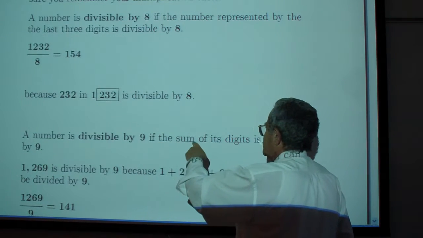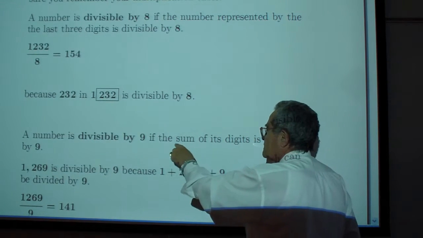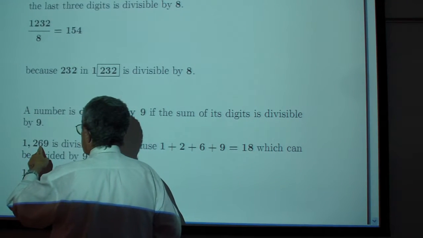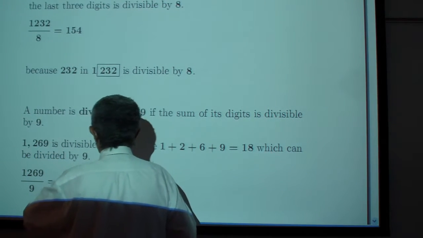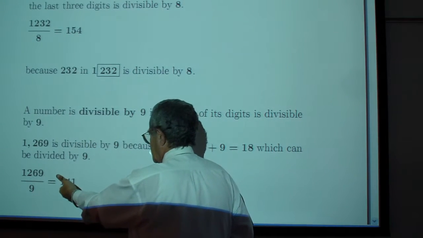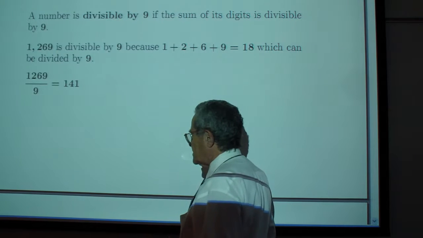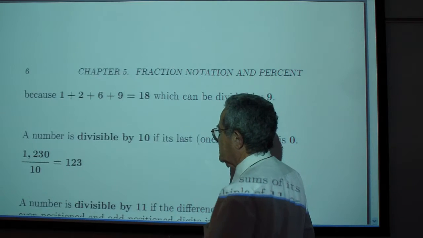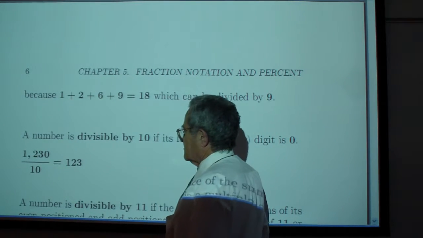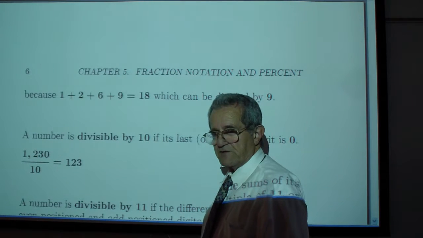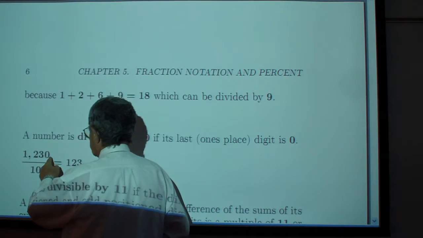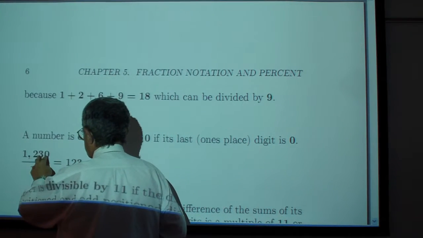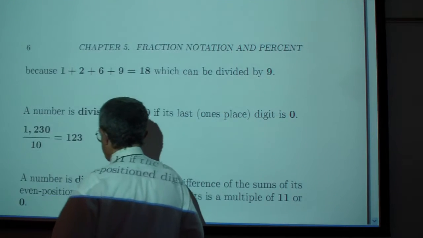A number is divisible by 9 if the sum of its digits can be divided by 9. If you add 1, 2, 3, that's 6, plus 9, 15, plus 3... Can you divide 18 by 9? Yes. So the answer is supposed to be 141. Okay. By 10, the last digit is 0. You remember if you divide by 10, it's like moving the decimal point, which is here, one place to the left. And here, one place to the left, you get 123.0 over 1.0.